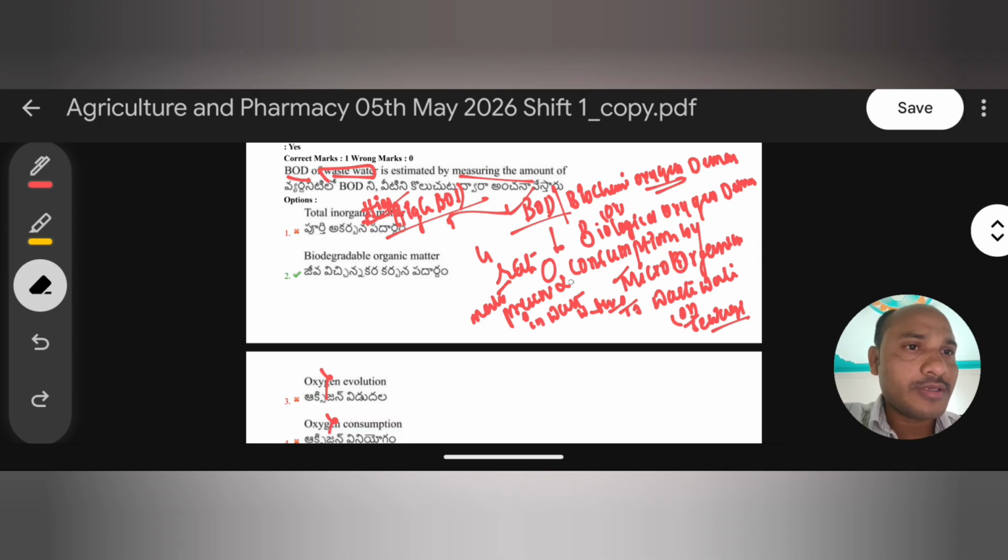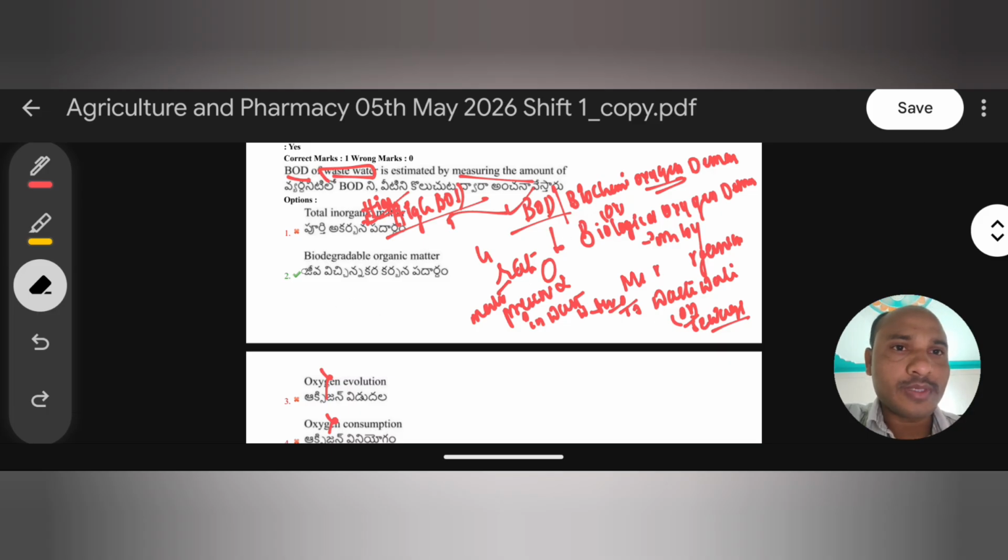Okay, but here we have to estimate the oxygen consumption, how much oxygen is consumed. The right answer is that microorganisms use this oxygen as a demand to break down this biodegradable organic matter. So there is more need of oxygen. If more need of oxygen is occurring, it means more biodegradable organic matter is undergoing the degradation process.